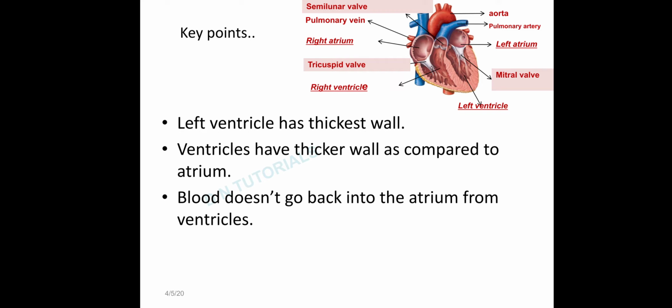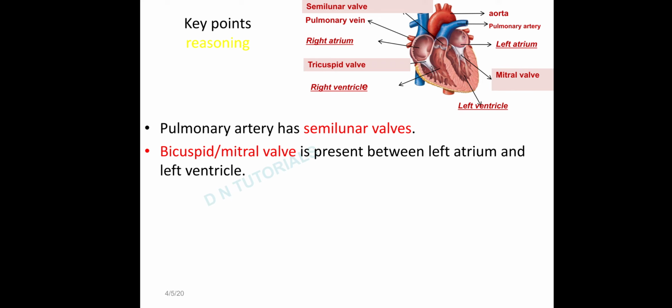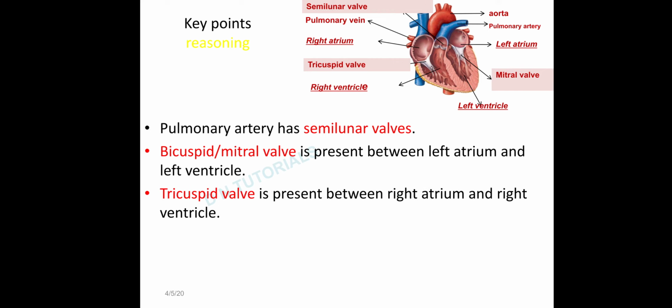Blood doesn't go back into the atrium from the ventricles because of the presence of the valves. The aorta has a semilunar valve. The pulmonary artery again has a semilunar valve. The bicuspid valve, which is also called the mitral valve, is present between the left atrium and the left ventricle, and the tricuspid valve is present between the right atrium and the right ventricle. The wall of the ventricle is irregular and wavy because of the presence of the papillary muscles.